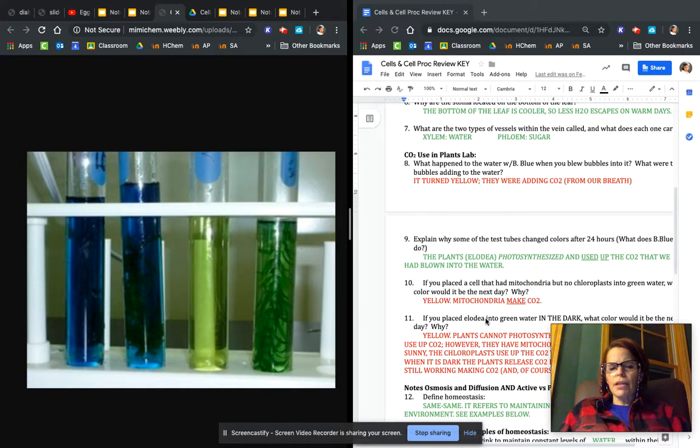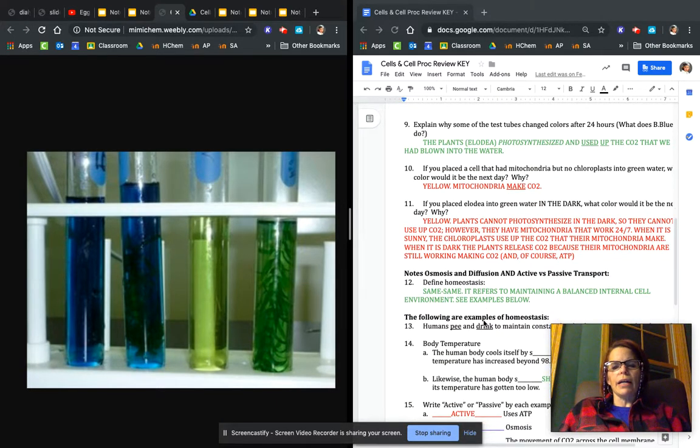So it says, if you placed a cell that had mitochondria but no chloroplasts into green water, what color would it be the next day? Oh, that's a super good question. It would be yellow. The mitochondria make carbon dioxide. So if I put a fish in the water and left it in the dark or the light, it doesn't matter, the fish would turn the water yellow over time because the fish is producing carbon dioxide. So anything that makes carbon dioxide would cause that water to be yellow.